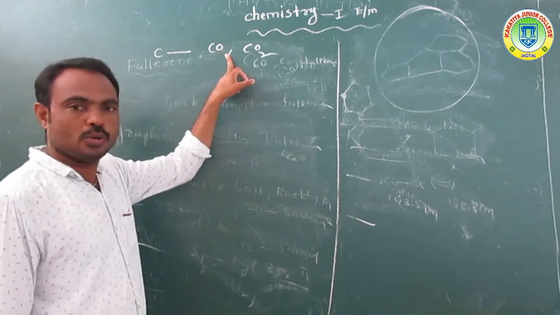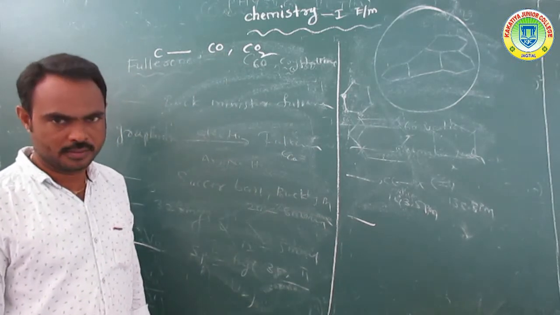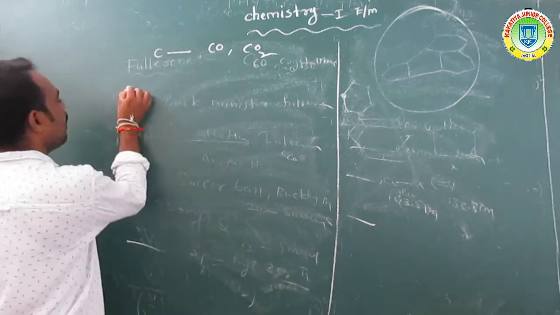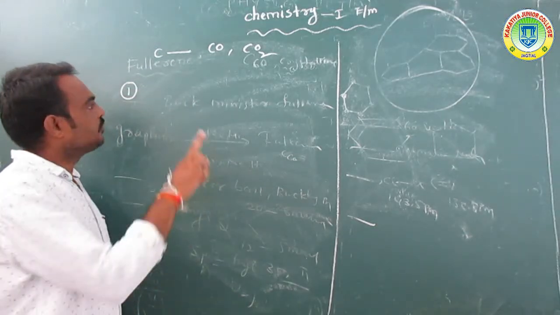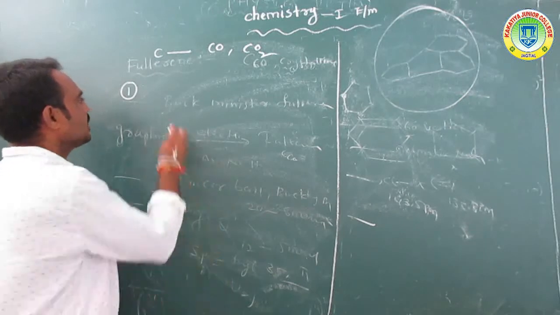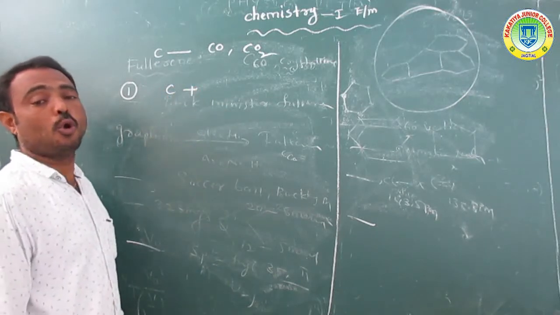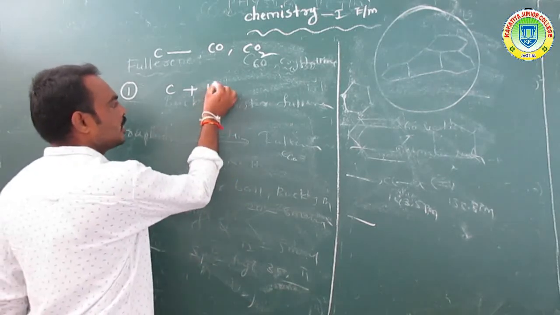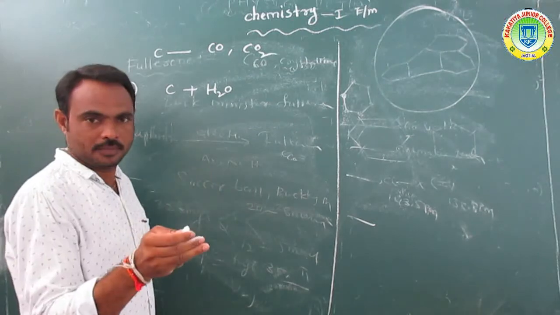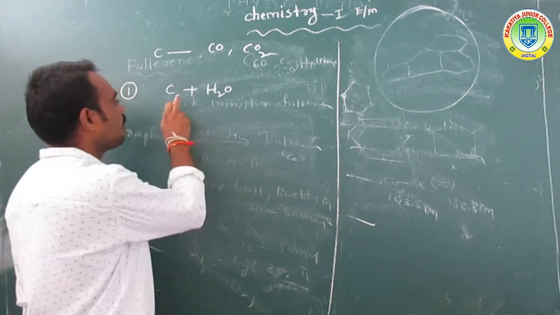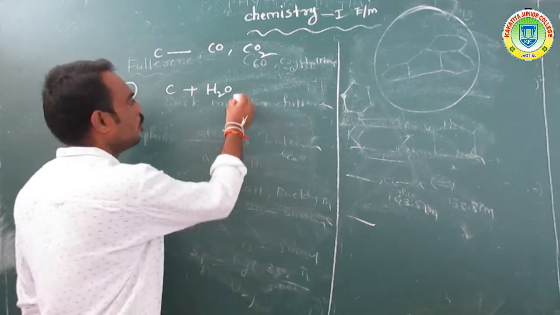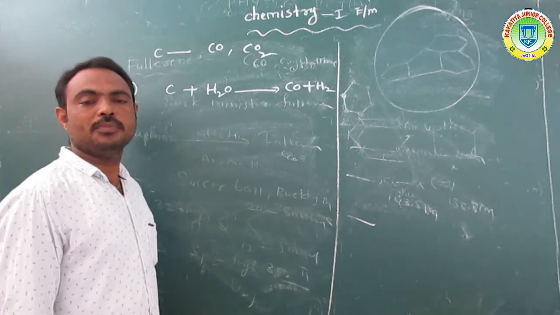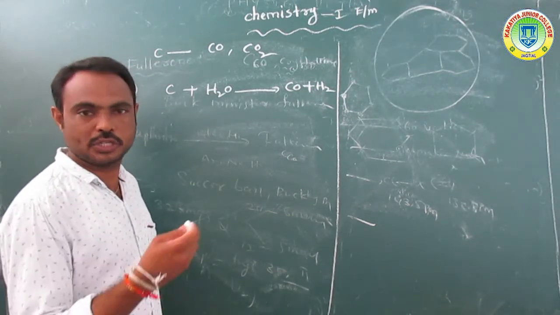Listen, CO means carbon monoxide. How is it prepared? Suppose, for example, it is the first preparation of carbon monoxide. We have taken hot coke. When steam or water vapor is passed through the hot coke, it forms carbon monoxide and hydrogen gas.